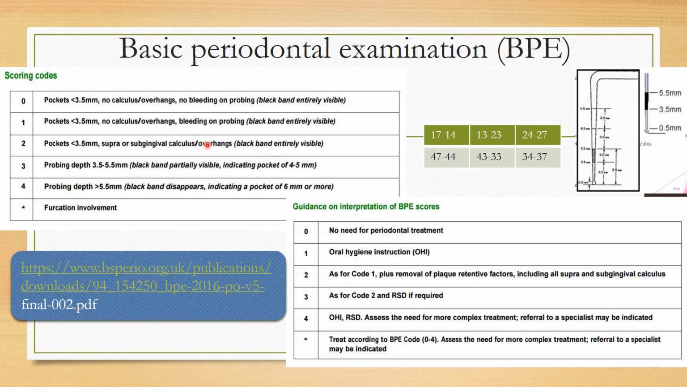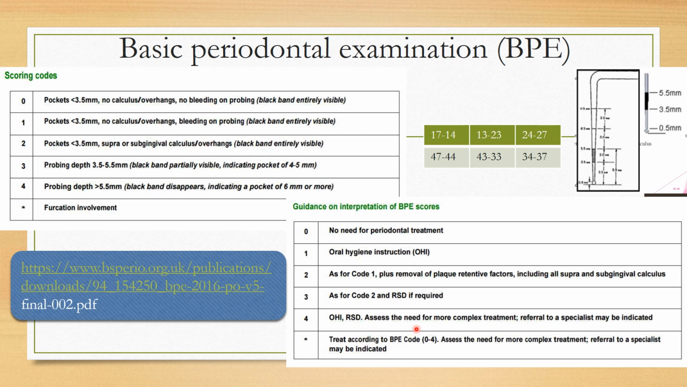Whereas where there is subgingival calculus or overhangs, that is code 2, you can use removal of plaque retentive factors, including all supra and subgingival calculus. Then code 3 is as for code 2 and root surface debridement if required. So there is mild pocket depth, so we can go for normal scaling and then root planing if needed. Then for code 4, that is if there is greater than 5.5 mm, a pocket of 6 mm, then oral hygiene instructions with normal scaling and then root planing.